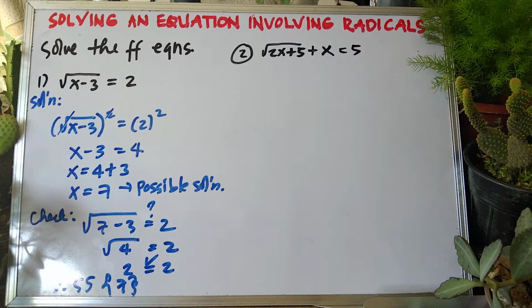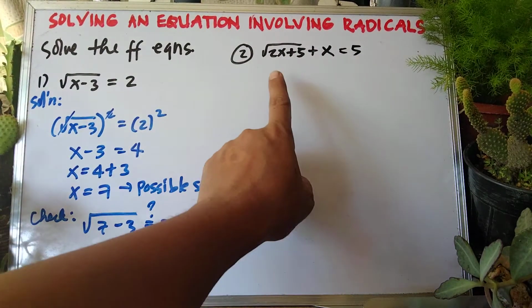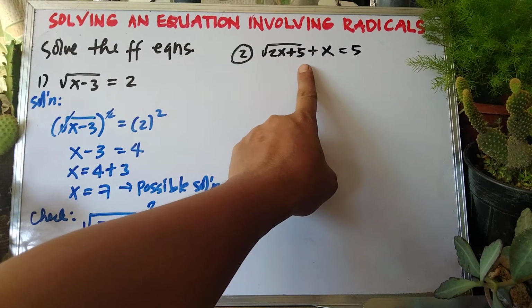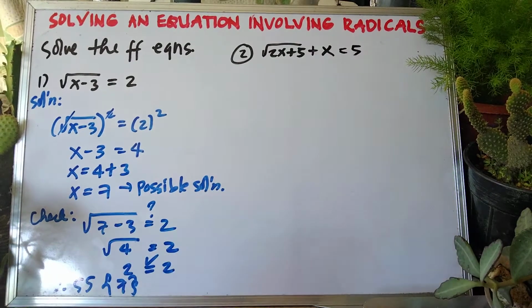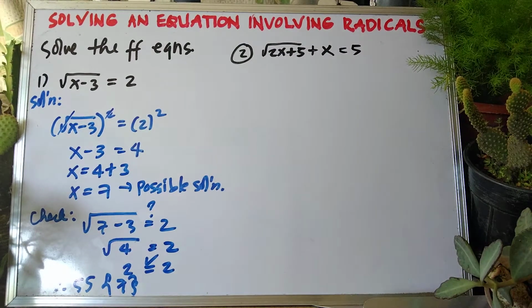Okay, number 2. You are given the square root of 2x plus 5 plus x is equal to 5. So what will be our first step here? In our step 1, we need to isolate the radical on the left side of the equation, and all of the other terms will be transposed to the right side of the equation.